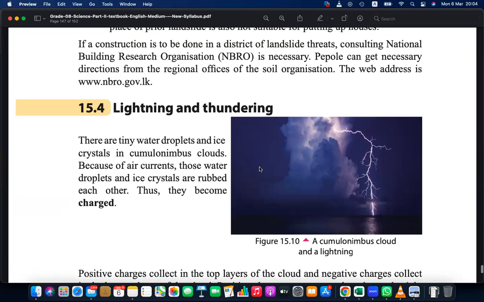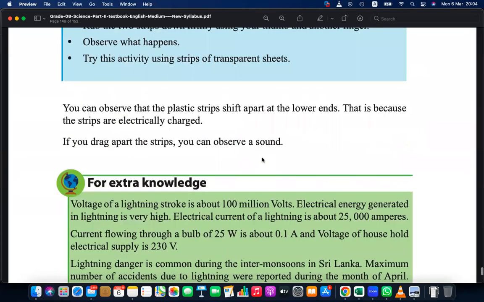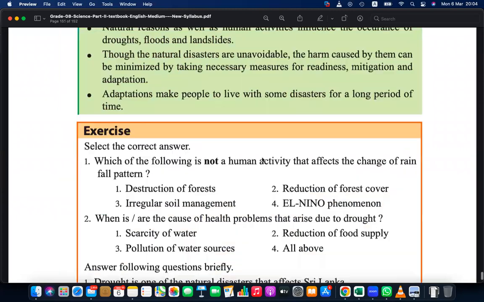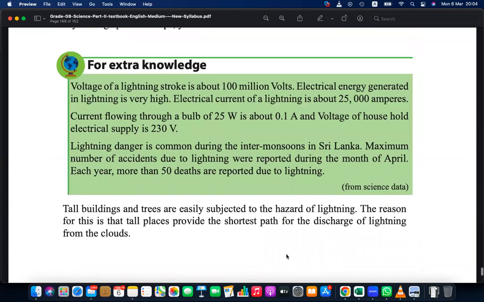Okay, the final one is lightning, and I think we can discuss that part later. Only a small part is there. I will finish that next day.